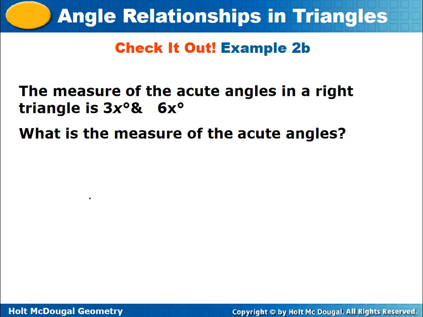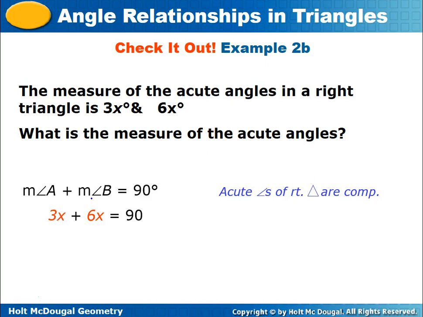The next one says the measures of the acute angles in a right triangle are 3x and 6x. What is the measure of the acute angles? So on this one, we're just going to add the two together and set them equal to 90. So 3x plus 6x equals 90. So we got 9x equals 90. So x equals 10. Then we're just going to plug that 10 back in. So 3 times 10 is 30. 6 times 10 is 60.